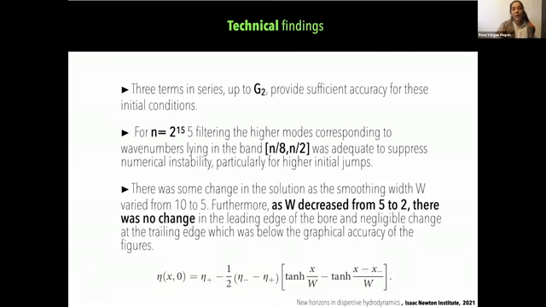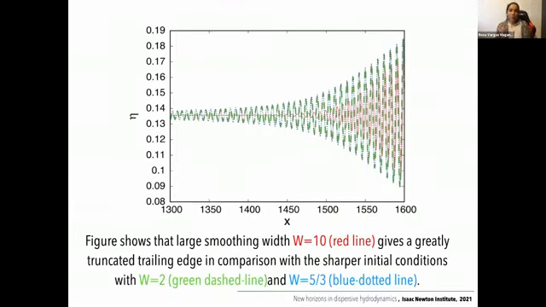And also the initial smoothed condition was smoother than the one that we used with the other Whitham-Boussinesq model. And we noticed that using W equal to 5 was enough to put a description of the bore and without killing the trailing edge of the bore.